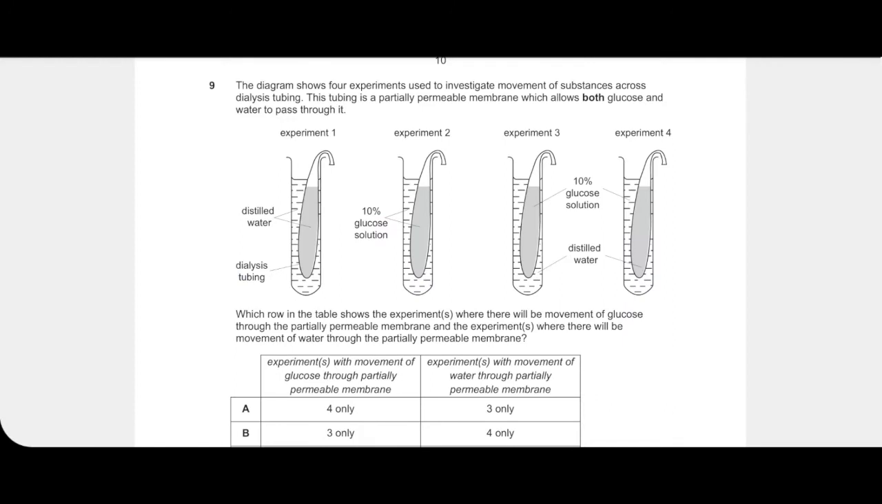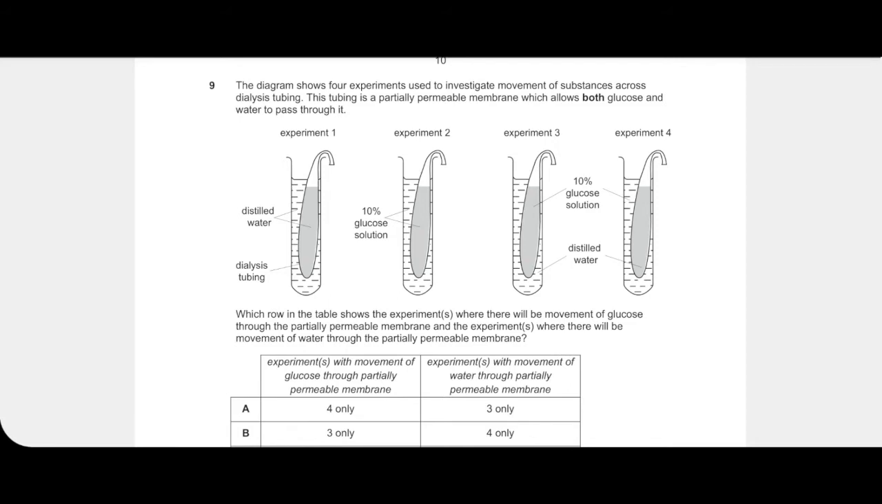Question number 9. The diagram shows four experiments used to investigate movement of substances across dialysis tubing. This tubing is a partially permeable membrane which allows both glucose and water to pass through it. And there are the experiments, and I'll talk through them really quickly. Experiment 1, inside and outside the tubing, it's made up of distilled water. Experiment number 2, inside and outside the tubing, it's made up of 10% glucose solution. Experiment number 3, only the inside of the tubing is 10% glucose solution, outside is distilled water. Experiment number 4, the outside of the tubing is 10% glucose solution, inside the tubing is distilled water.